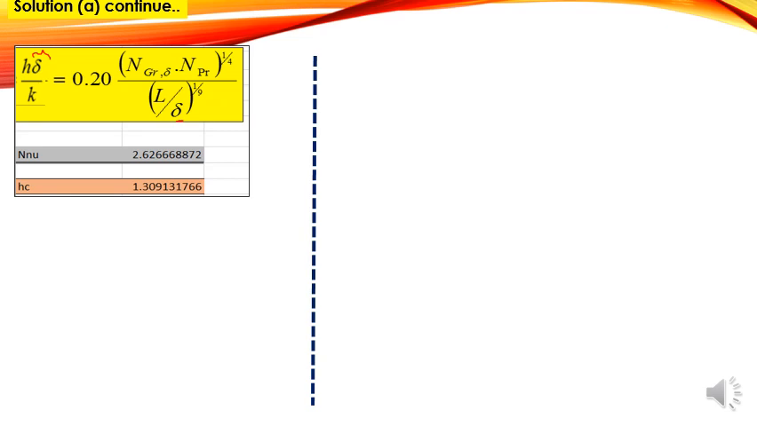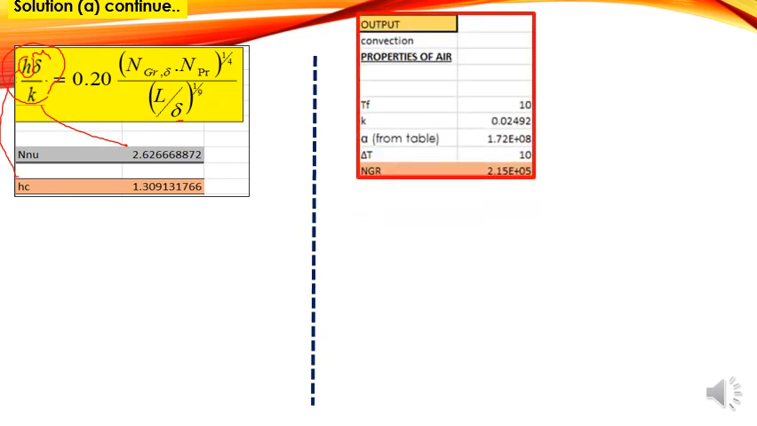So this is actually the NU term. From the NU term, we can get the H term here, which represents the HC term in this case. Well, these are the properties that we can use in order to calculate the HC number.